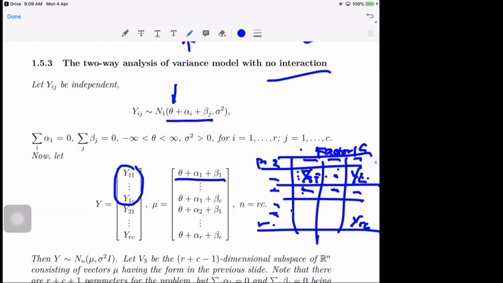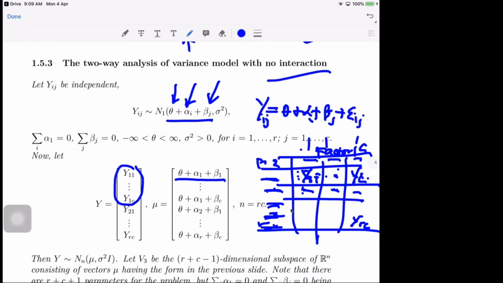So your theta here is just your overall mean. Alpha i is talking about row effects, that is, differences among the rows, and beta j here is differences among the columns. So in general, your model is theta plus alpha i plus beta j plus some epsilon ij for each of them. So we are looking at that particular model.